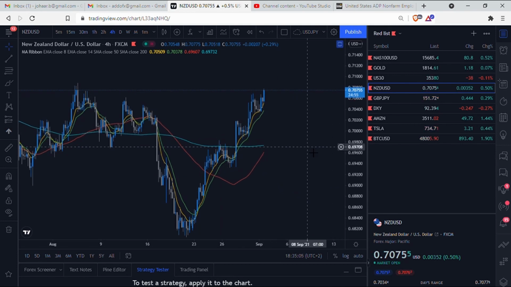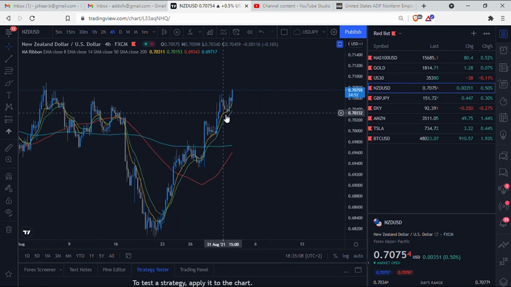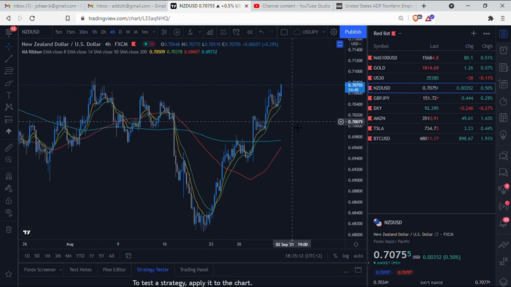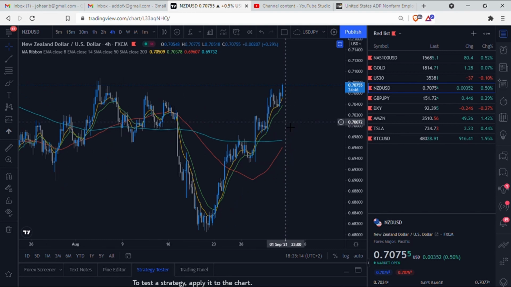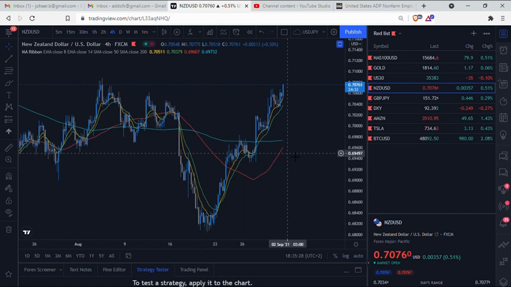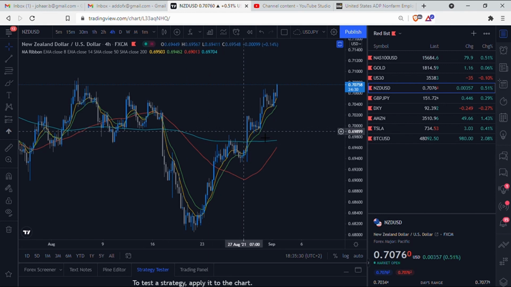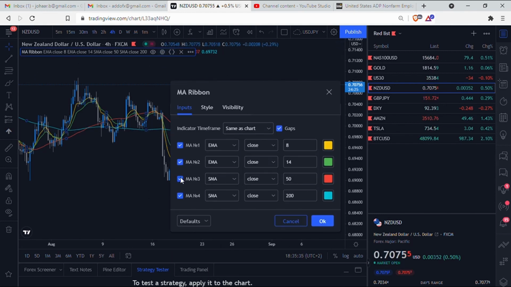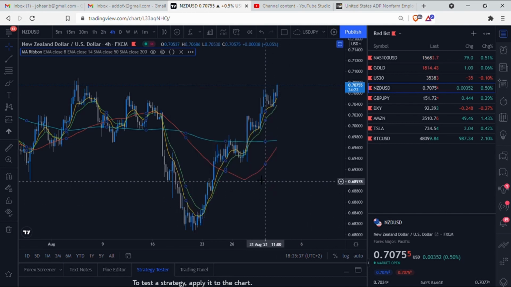So to paint a picture for you guys, the yellow line here is my 8 MA. The green line here is the 14 MA. We're first going to go through those two. When the 8 is above the 14 MA, we are in a bullish market. As you can see here, my yellow line is above my green line. When the 8 is below the 14, we are in a bearish market. I'm just going to take away these MAs quickly, the 50 and the 200, just for the sake of this exercise.